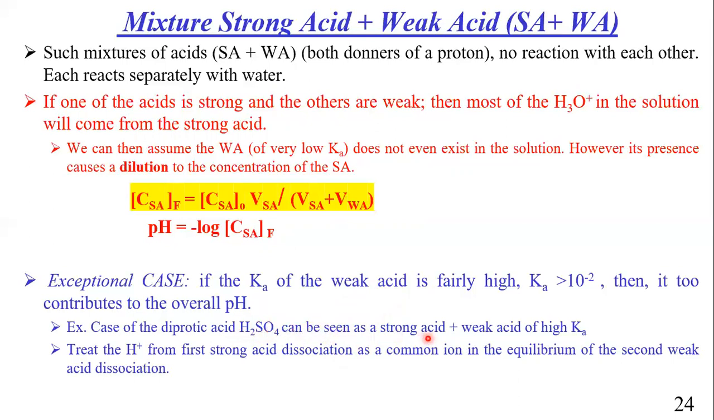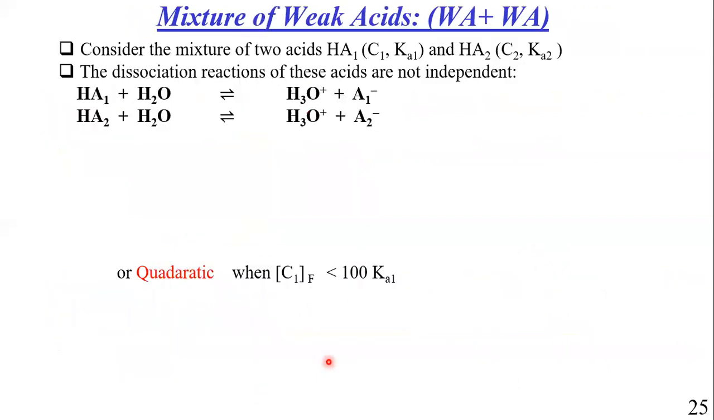And I want you to re-look at that. And then we use the Ka equilibrium to get the amount of H3O+ that will come from the weak acid dissociation, because it is affected by the presence of the strong acid dissociation. Once you do the calculation of H2SO4, that example becomes fairly simple.